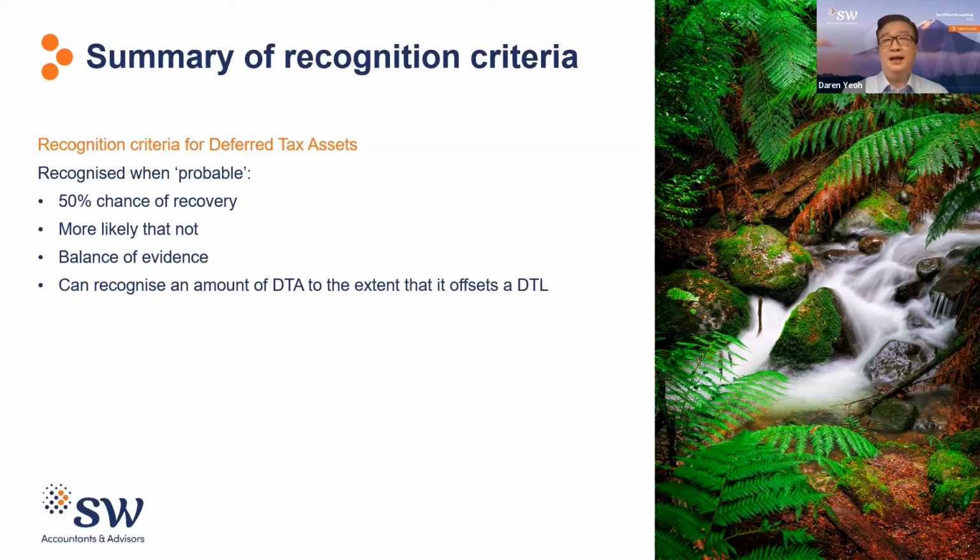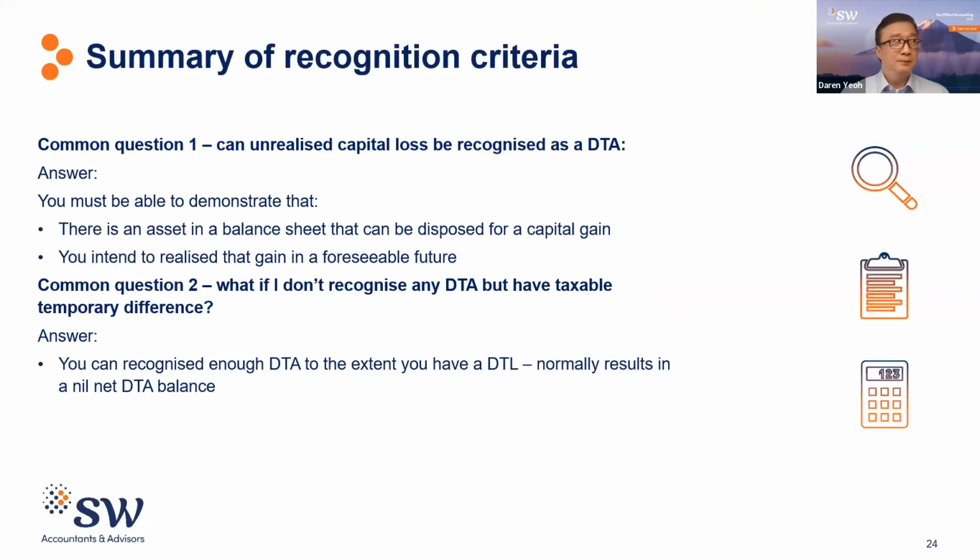Also, you can recognize an amount of deferred tax asset to offset any DTLs that you are required to recognize. So there are two common questions which we get. For example, one is that let's say you have impaired an asset on your balance sheet. Can you recognize a DTA on those unrealized capital losses? You need to apply the same criteria as capital losses. You need to show that you have an asset that you can dispose of for a gain, and you intend to dispose of it in the foreseeable future.